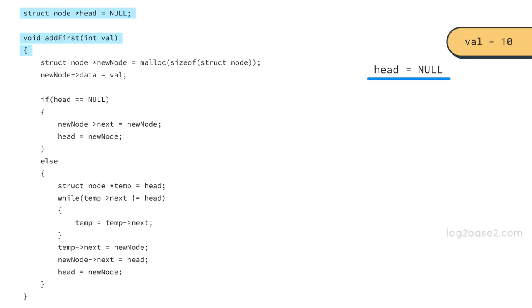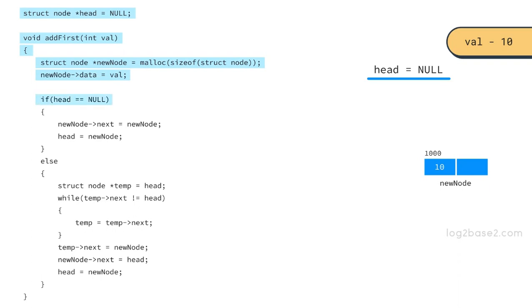So val equal to 10. First create the new node using the malloc function. We have struct node star new node equal to malloc of size of struct node. It will be created in the heap and the address will be returned. So we have a new node created at address 1000. Now let us add the data to the data part. Write new node data equal to val. So 10 will be added to the data part of the new node.